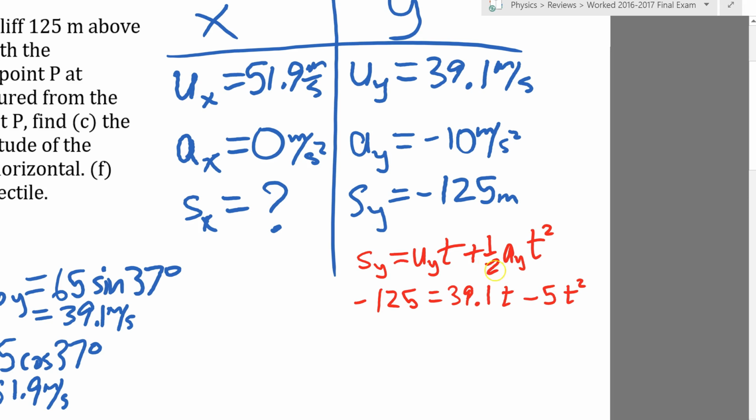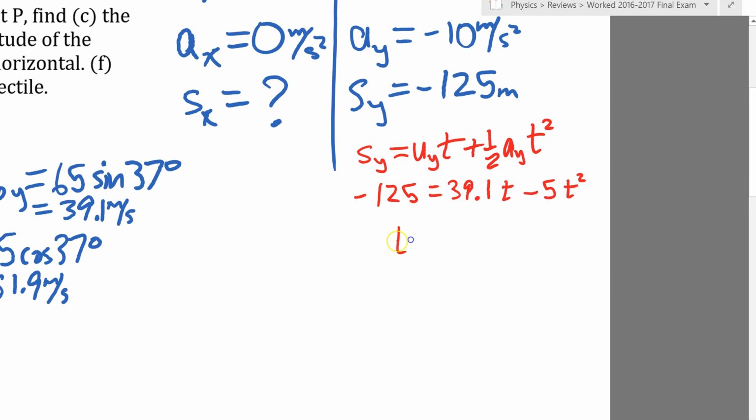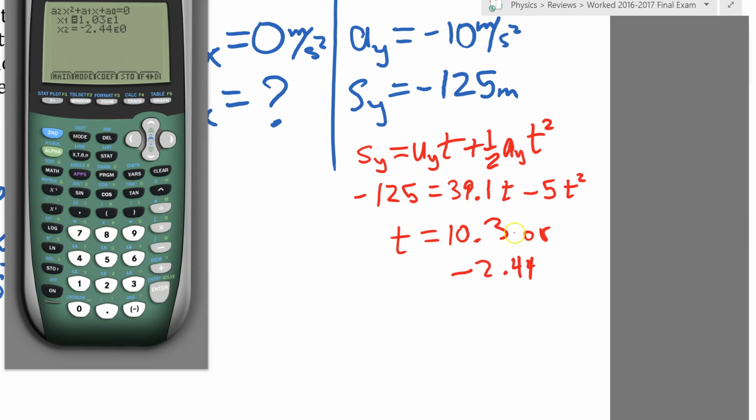The minus 5 comes from 1/2 times negative 10. So if you rearrange this and solve for t, you will get 10.3 seconds or negative 2.44 seconds. And generally, if you get a negative time from solving a quadratic, you can throw that one out because in the physical model of the situation, that mathematical root has no meaning. And so you choose the positive root. There are certain situations where you might end up choosing the negative root, but we haven't encountered them. I doubt IB Physics throws one at you.